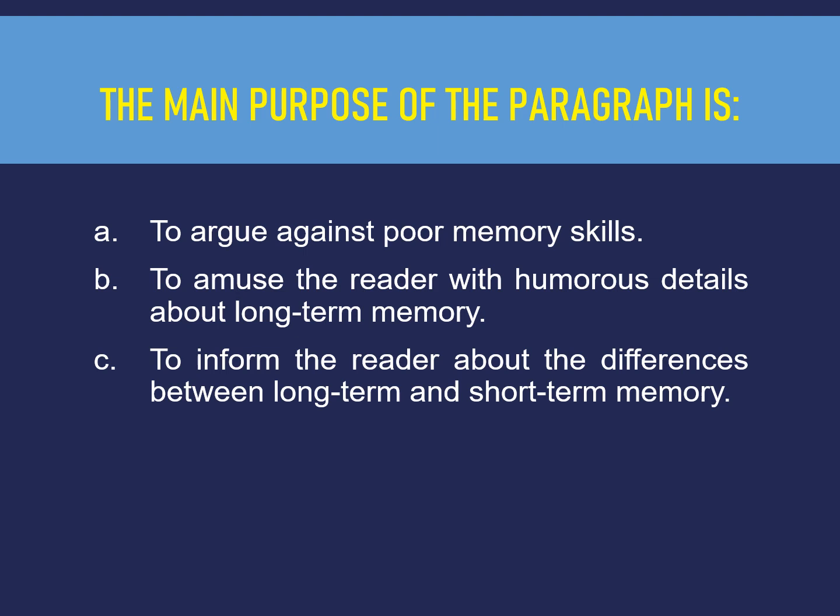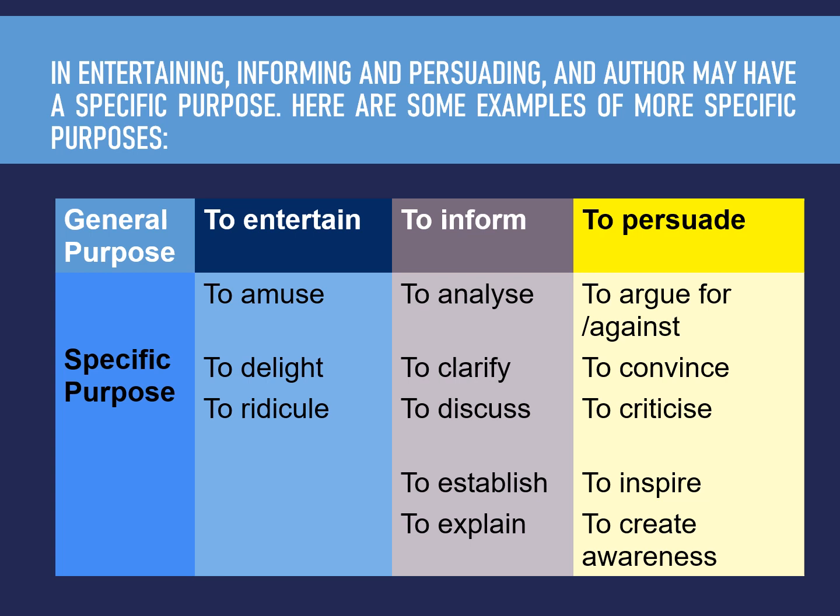So as I said earlier, the answer is C, just to inform the reader about the differences between long-term and short-term memory. Okay, so next is in entertaining, informing and persuading, an author may have a specific purpose. Here are some more examples of more specific purposes.